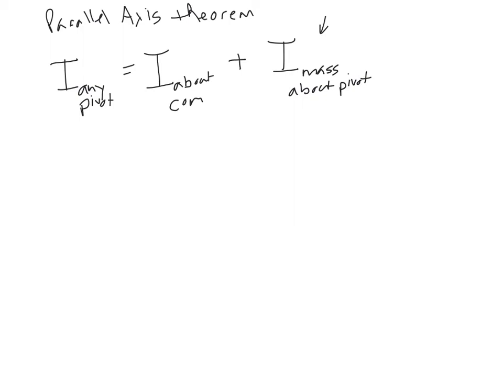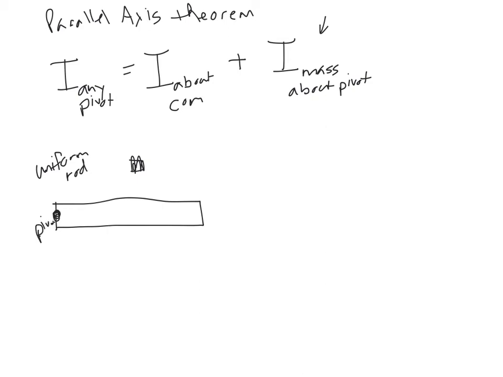Now, usually this is written out more like, so, for example, let's do another practice, because this really requires you to see the example. All right, we have our uniform rod. Let's say we're doing our pivot here, and the center of mass we know is right in the middle. This is my center of mass at half L.